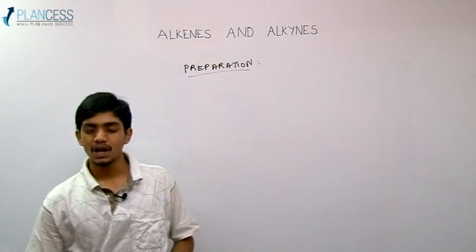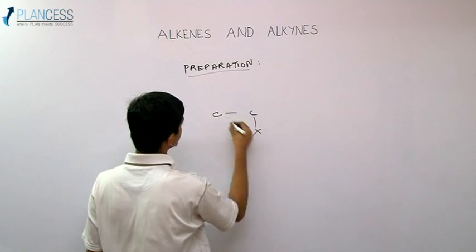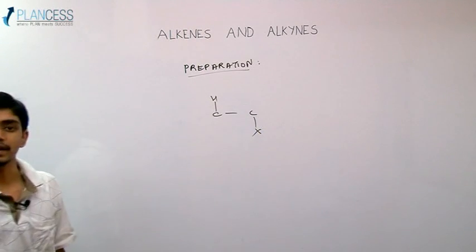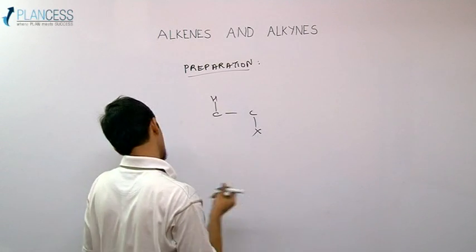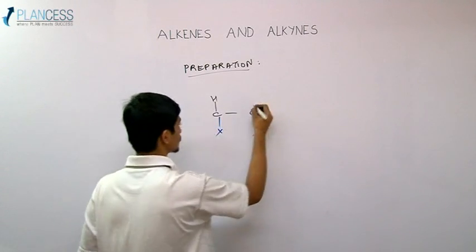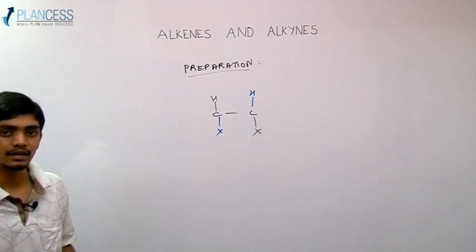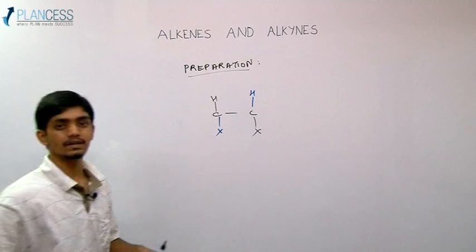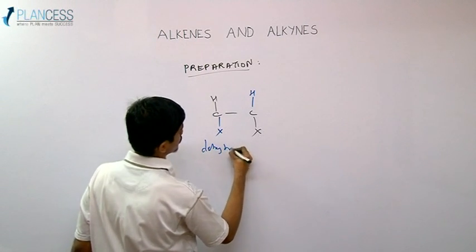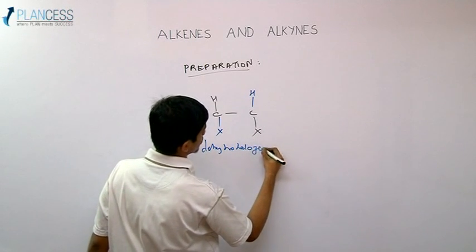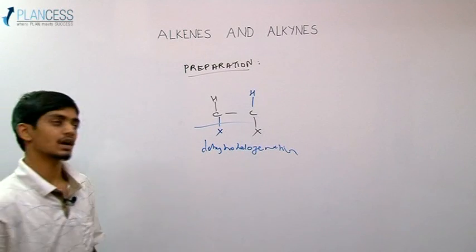What we can do is, how do we prepare alkenes? Take an X, take an H, eliminate H and X, and you get an alkene. Same thing you do, but you add 1 more X, and there should be 1 more H. So this is also a vicinal dihalide, but this is the double dehydrohalogenation. Double dehydrohalogenation of a vicinal dihalide will give you alkynes.